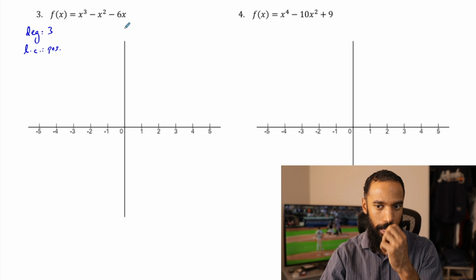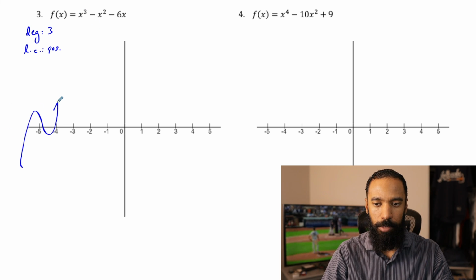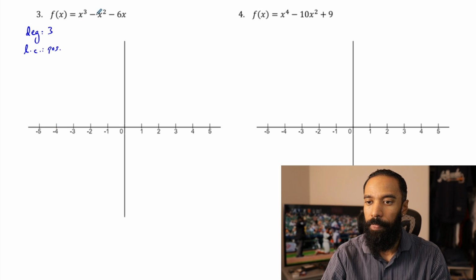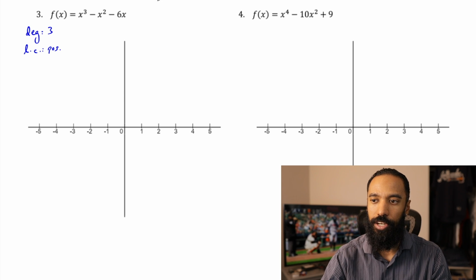It's a positive 1. So that means that it's going to start down, finish up, like so. Not this exact graph, but that's the idea of what we're going to see. That's what we expect. There is a common factor of x here, like there was last time.